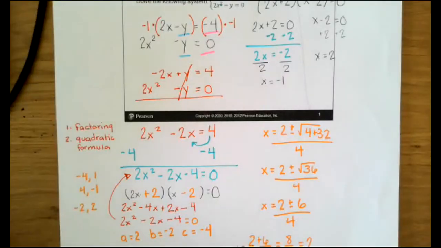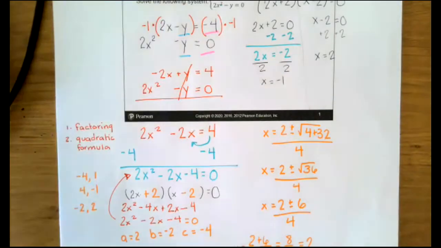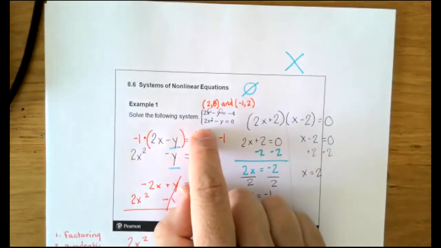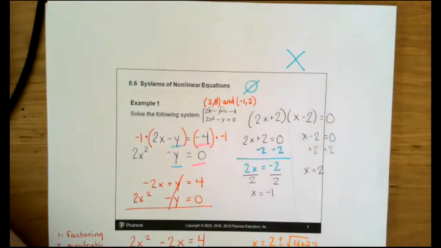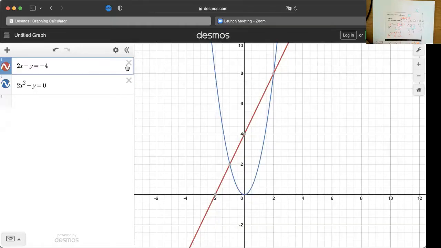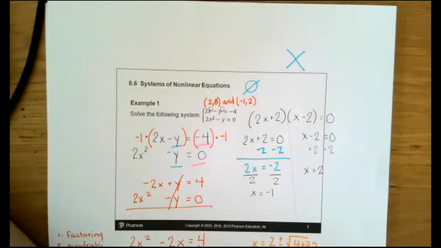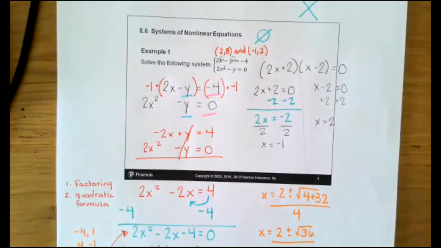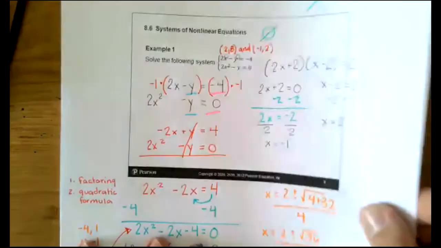All right, so we're going to check in Desmos that these two equations cross each other at these two points. Let's find out. I already put it in. Our first equation was 2x minus y equals -4, and our second equation was 2x squared minus y equals 0. The points where they cross are 2, 8 and -1, 2, which were our points. So that means it fits, our solutions are correct. Those are the only two solutions, and we found them both.